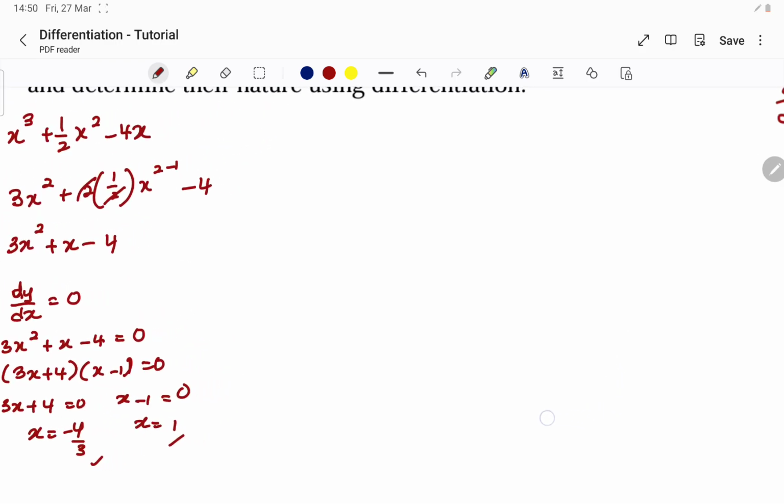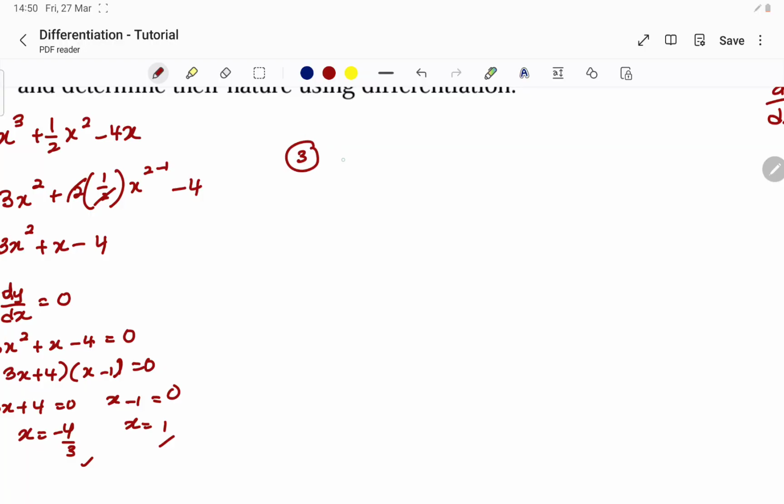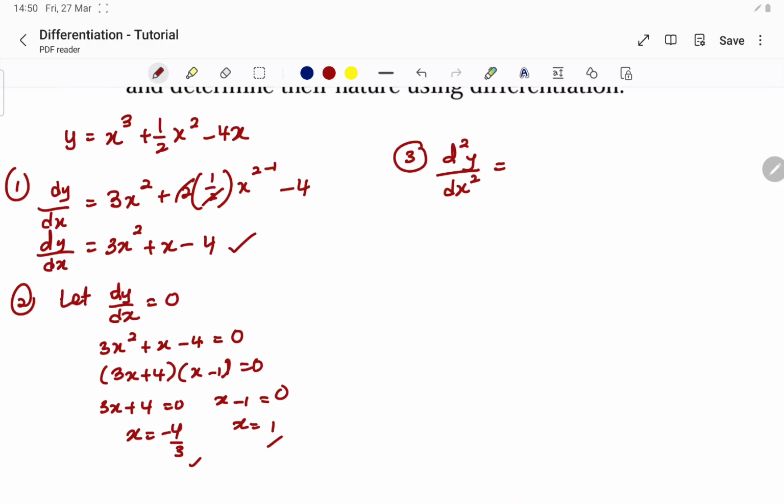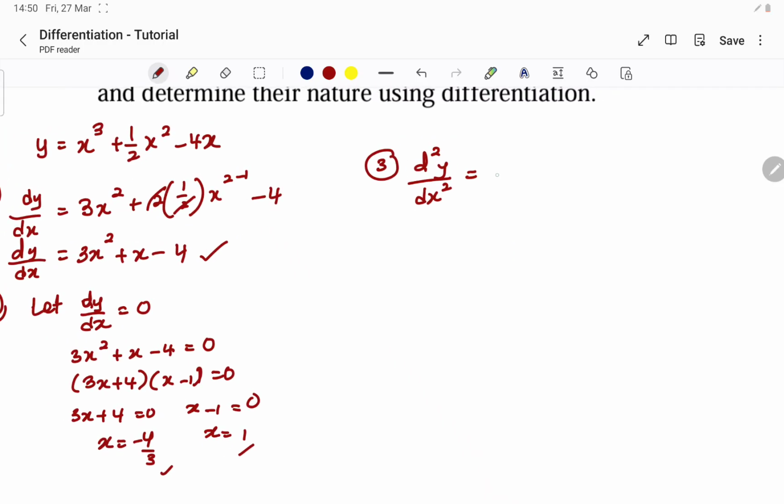So what you have to do is differentiate the second time. So d squared y over dx squared equals the derivative of 3x squared plus x minus 4. Then you're going to get 2 brought in front, multiplied by 3, x squared becomes x, minus 1, and then x differentiates to 1, and negative 4 differentiates to 0. So here you're going to get 6x plus 1.